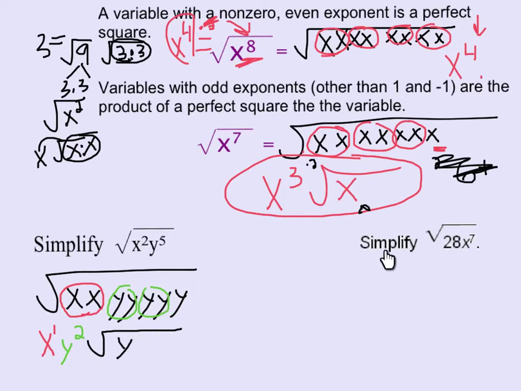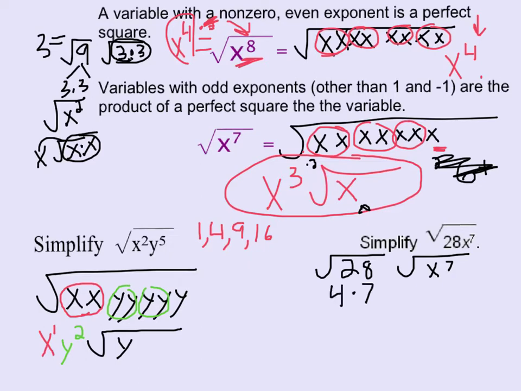Okay, let's do the square root of 28x^7. First off, I gave them their own radical. So remember the list of our perfect squares? Which of these squares could divide 28? And 4 can divide 28. So instead of saying 28, I'm going to say 4 multiplied by 7 is 28.